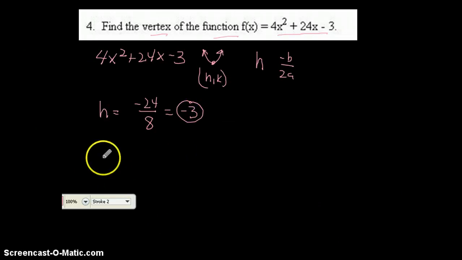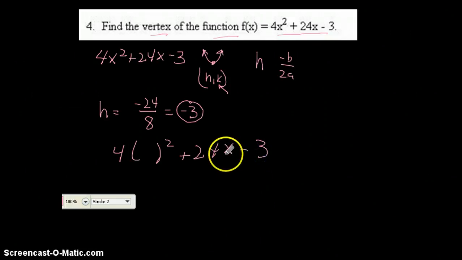Now we want to find the k. In order to find the k, we have to plug it in the formula. So 4 times something squared plus 24x minus 3. I didn't mean to do x. How do I erase that? I don't know how to erase that. Let's just scribble that out and say x.